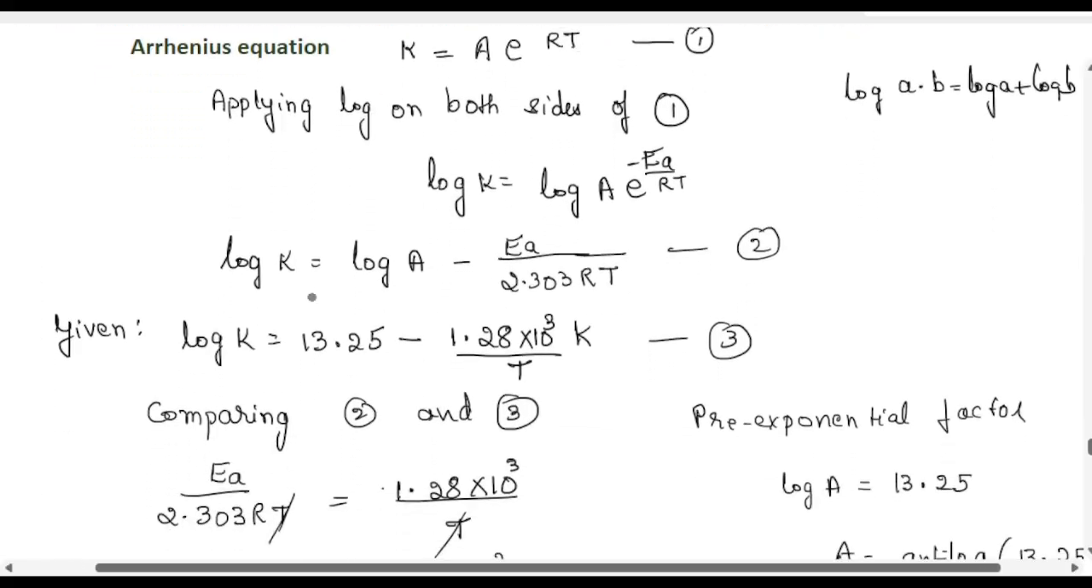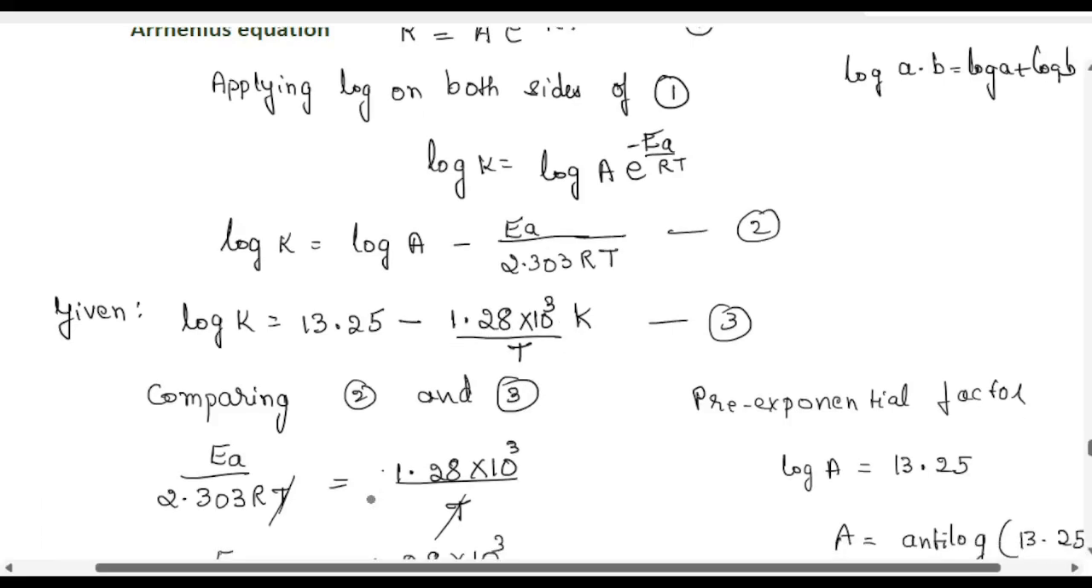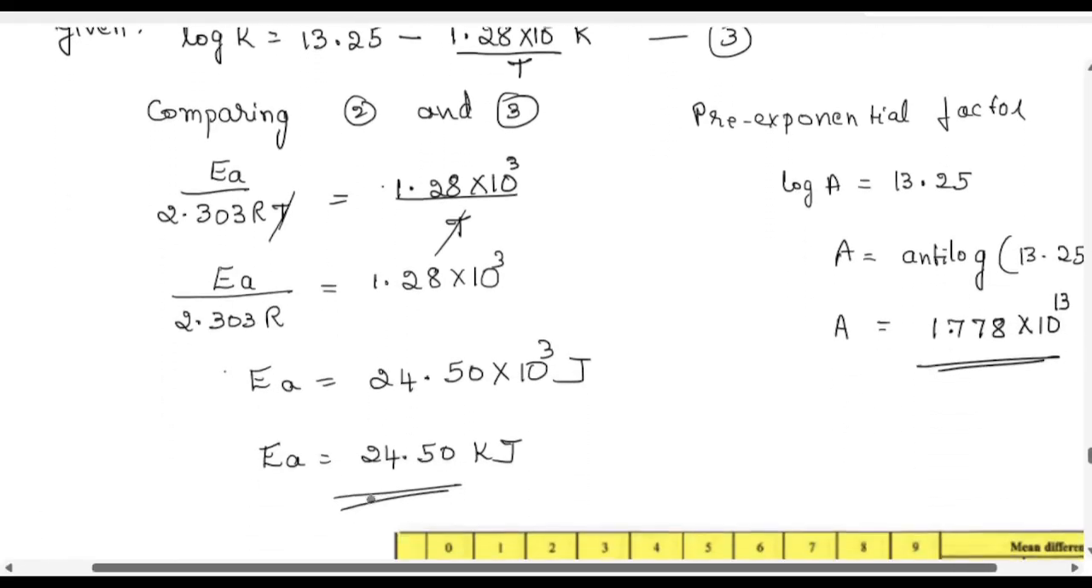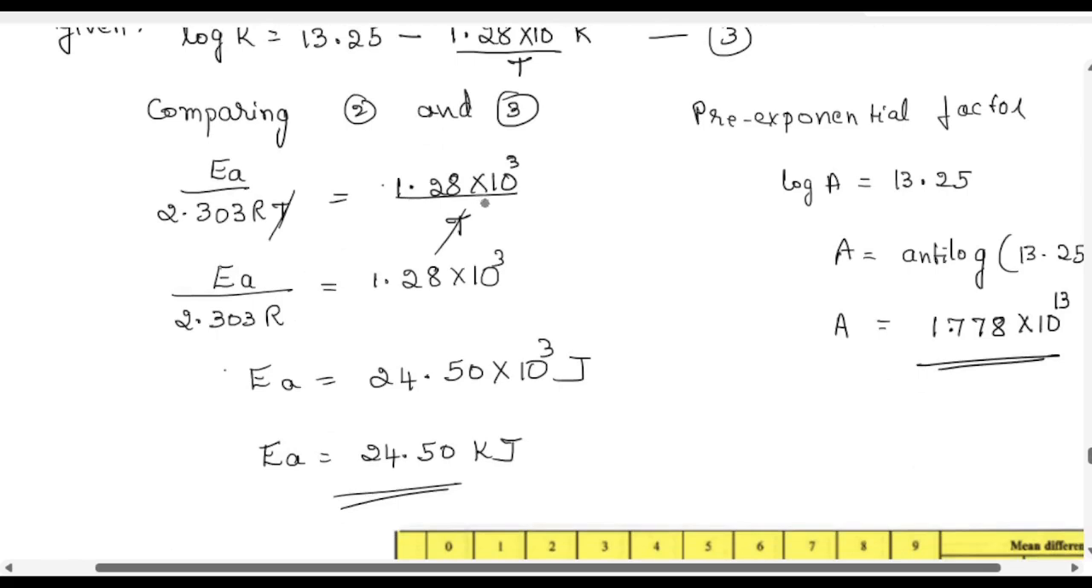So the given equation is log K equal to 13.25 minus 1.28 into 10 to the power of 3 divided by T. So we can see that comparing these two, your log A is 13.25 and minus EA by 2.303 RT equal to minus 1.28 into 10 to the power of 3 divided by T. Equating this, so this T and T will get cancelled.